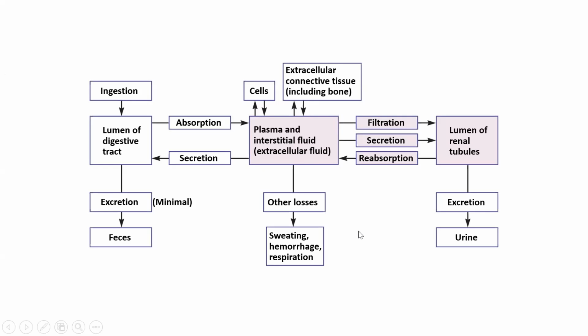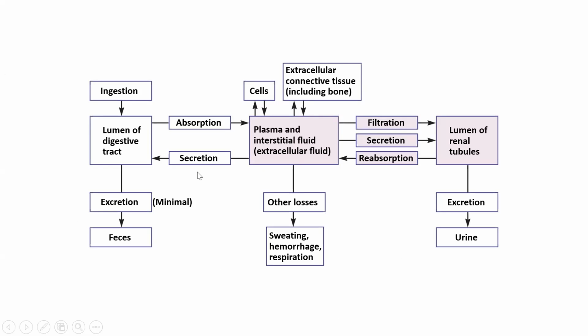The outputs are going to be obviously excretion. So we lose some water in the feces, we lose some water via sweating, if we're bleeding or hemorrhaging, via humidification of air, so via respiration, and then through the kidneys via urine, right? The excretion of urine is a major way that we lose water there as well.